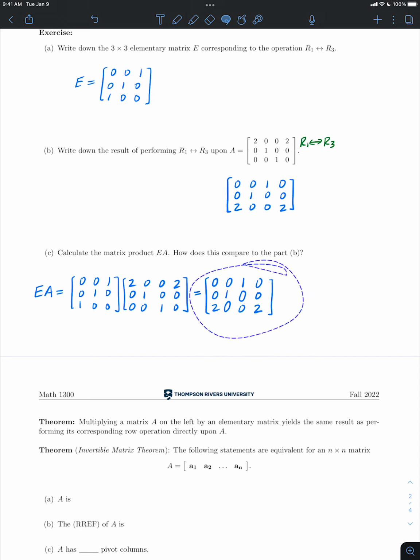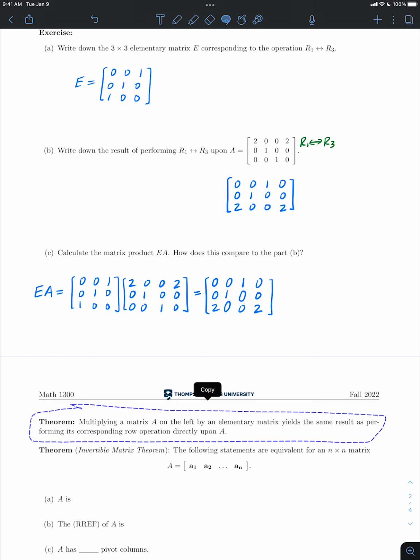And how did this matrix come to be? Well, we took the elementary matrix that corresponds to this elementary row operation, and then we took our matrix A and we multiplied it on the left by this elementary matrix. And it is not a coincidence that we got the same thing in both cases. And that's what this next theorem is saying. This is the essence of why we care about elementary matrices. This is a really cool result.